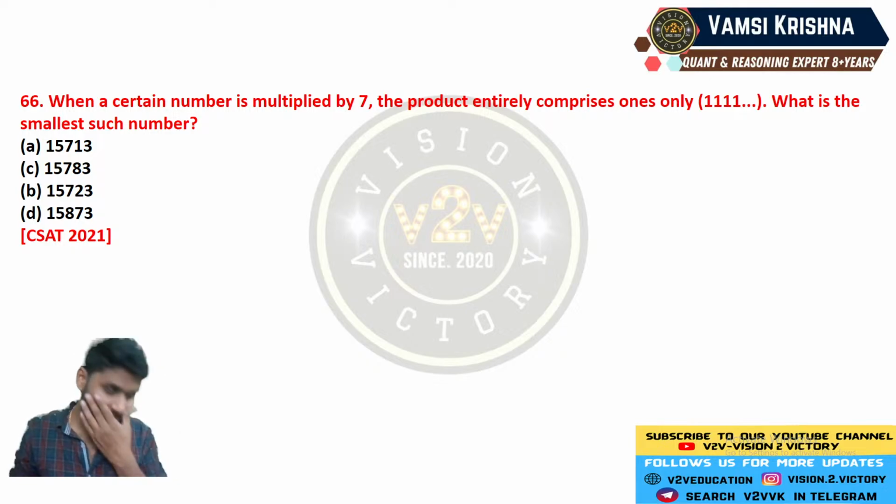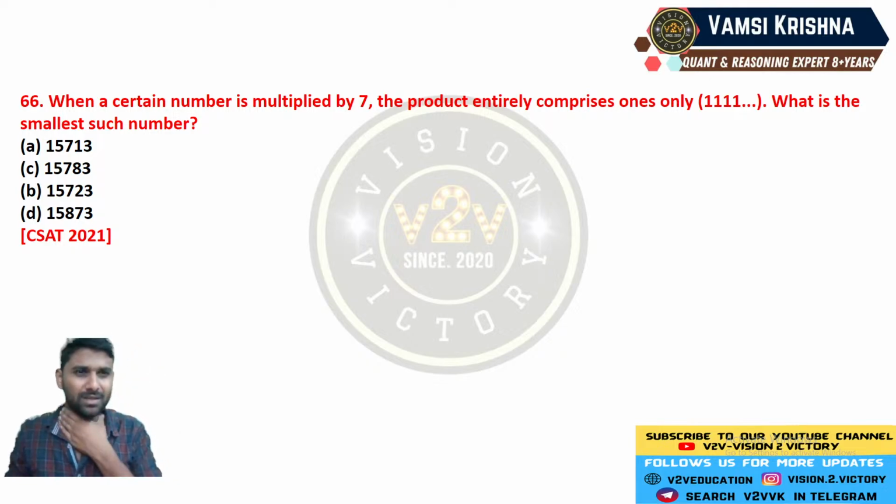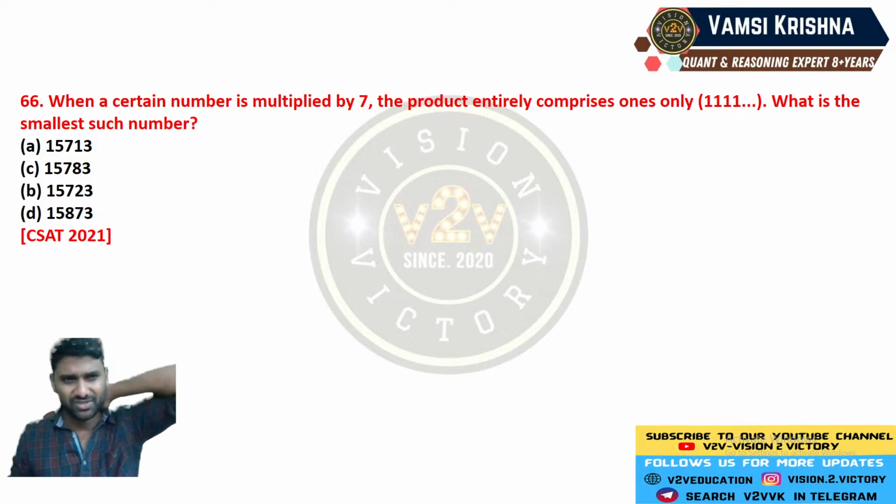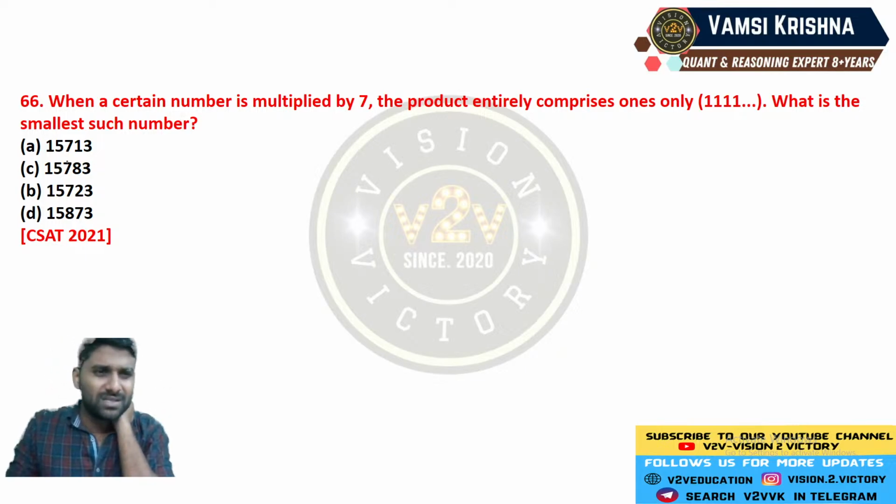The 66th question. When a certain number is multiplied by 7, the product consists entirely of ones only. You can see 1, 1, 1, 1, 1 only. Then what is the smallest such number? Now, you can go for option verification. See, which number is exactly divisible by 7 or not?